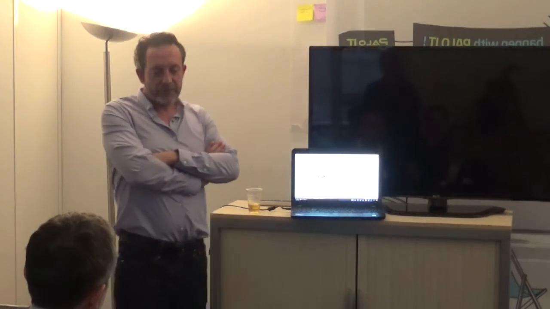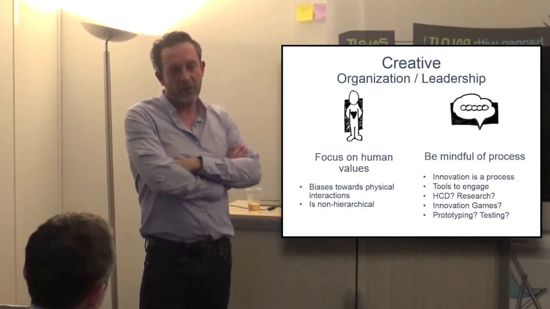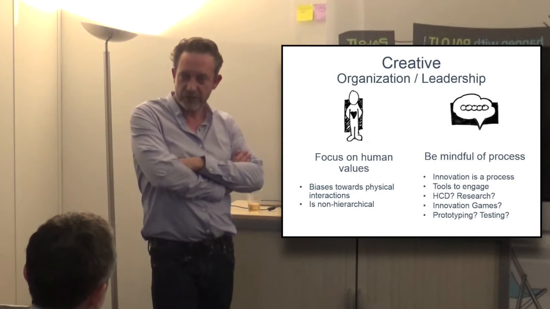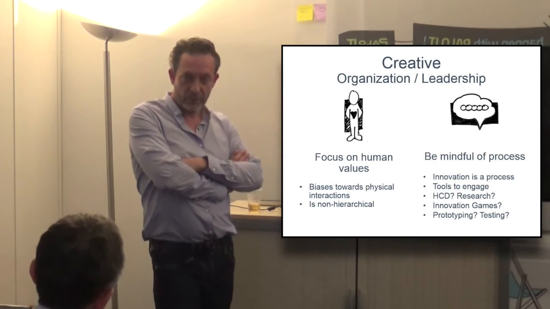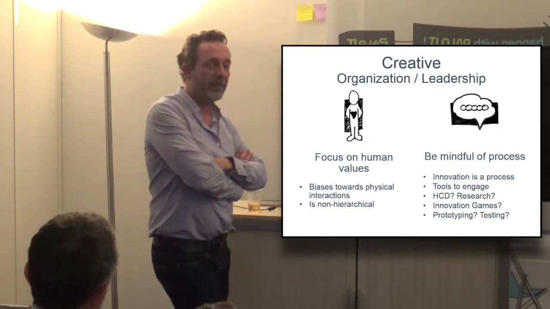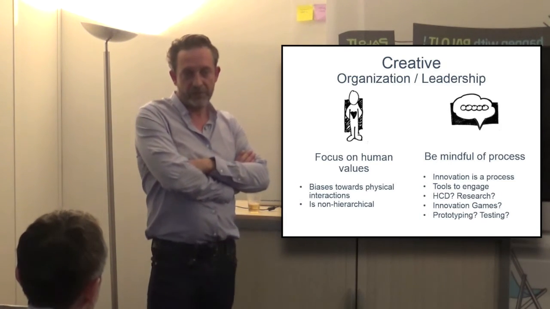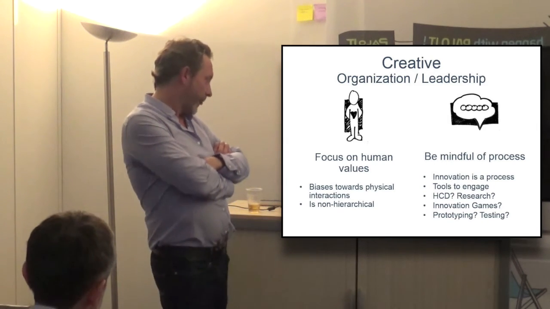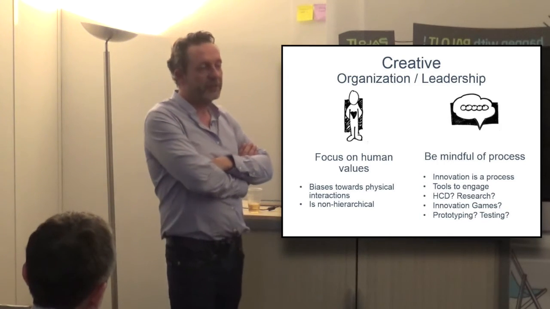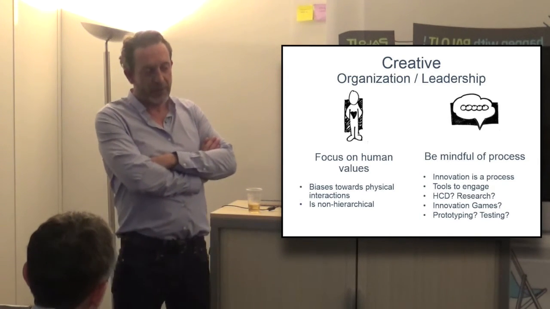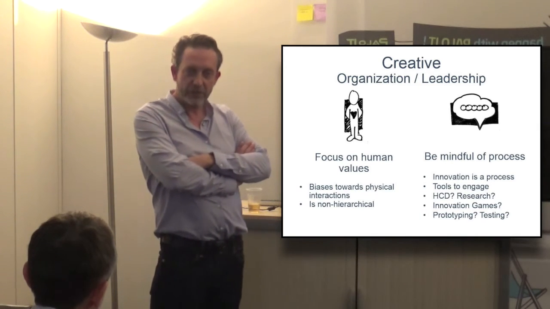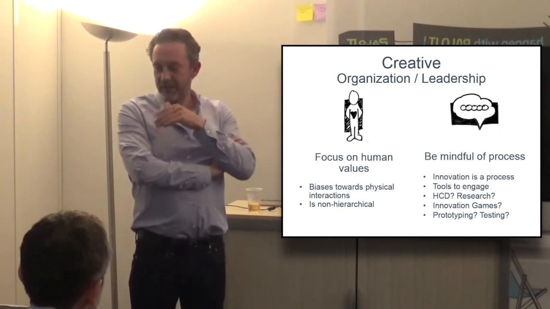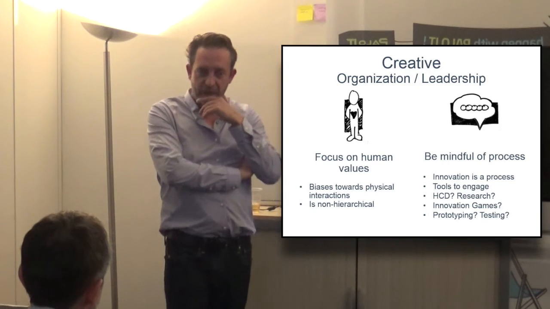Another key principle is this focus on human values. So again, what's really key with design thinking is to start first and foremost with the user perspective and feeling empathy with what your end user is going through, and that is the starting point of your innovation process. Another element is that you want to break down this hierarchy within organizations so that people from all areas and different groups and different hierarchical levels can actually collaborate.